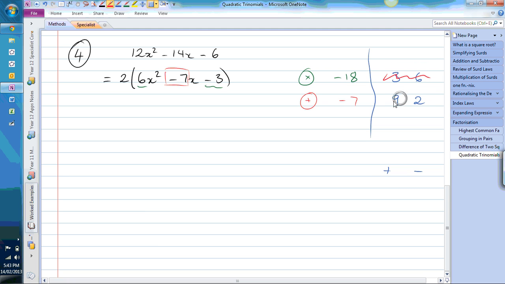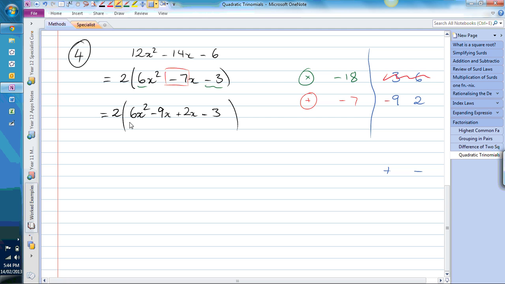So this is not the one that we're looking for. Thinking about this one, 9 and 2, well, if I made the 9 negative and the 2 positive, those are going to multiply to give negative 18, and they're going to add to give negative 7. So these are going to be the ones that I'm interested in. Now again, I've got my tunnel vision on. I'm just concentrating on the middle here, leaving the 2 and the brackets outside. I'm going to split the negative 7x into negative 9x and positive 2x. So minus 9x plus 2x minus 3.